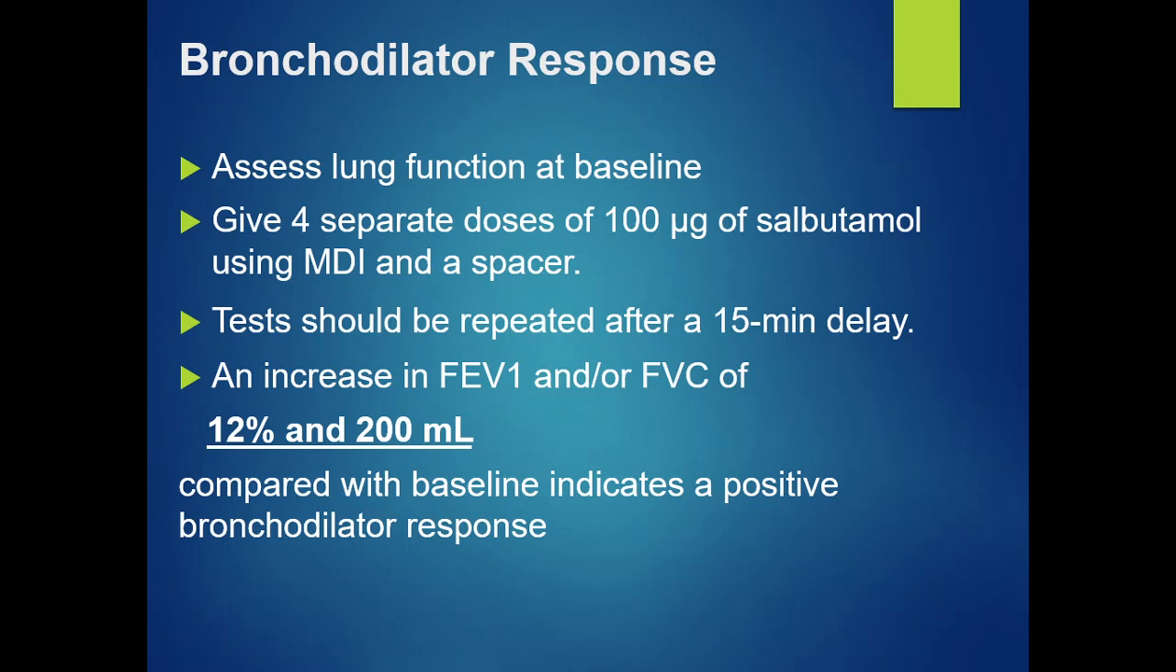Now, when we try to differentiate between asthma and COPD, we talked about one of them being the DLCO. If the DLCO is low, it's most likely emphysema. If it's normal, it could be asthma, but it could also be chronic bronchitis.